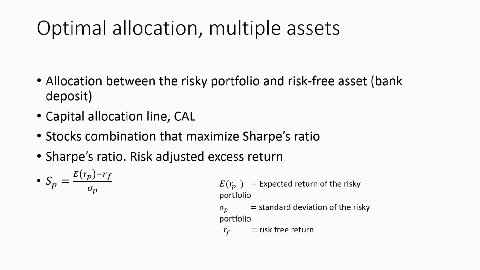Optimal allocation, multiple assets. In this video, we will look into allocation between a portfolio of stocks and the risk-free investment, in this case a bank deposit. We will draw the capital allocation line, a line that shows the return from different combinations of stock portfolio and the bank deposit. We will first find the combination of stocks that maximizes the Sharpe ratio. Sharpe ratio is the risk-adjusted excess return.